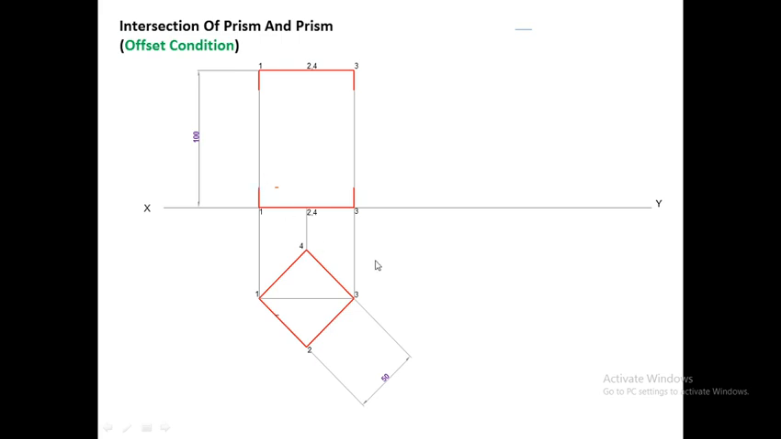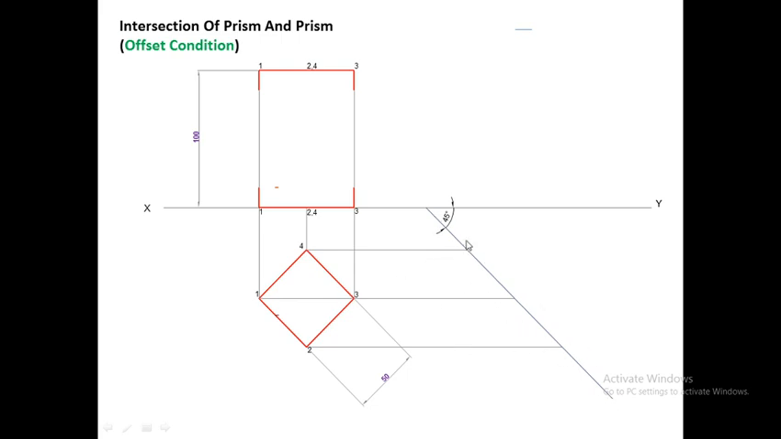Now we will project the side view. In order to draw the side view, you have to draw first a line inclined at 45 degrees to the XY line. So we have drawn the XY line inclined at 45 degrees. Now we will project all these points, that is 1, 2, 3 and 4, on the XY line one by one. So we have projected all these points on the XY line on the 45-degree line.